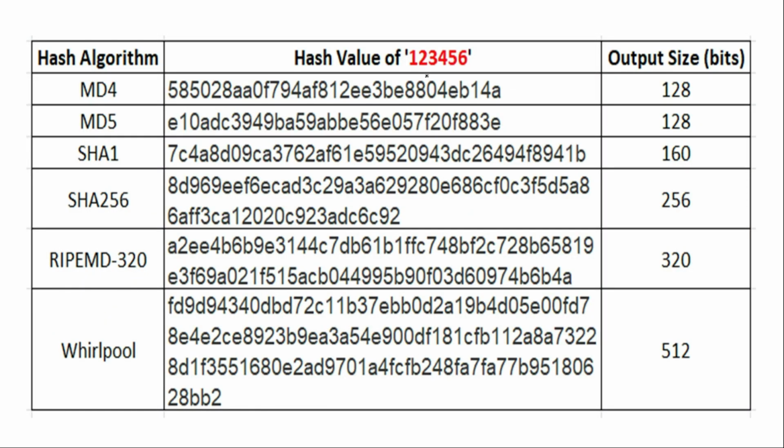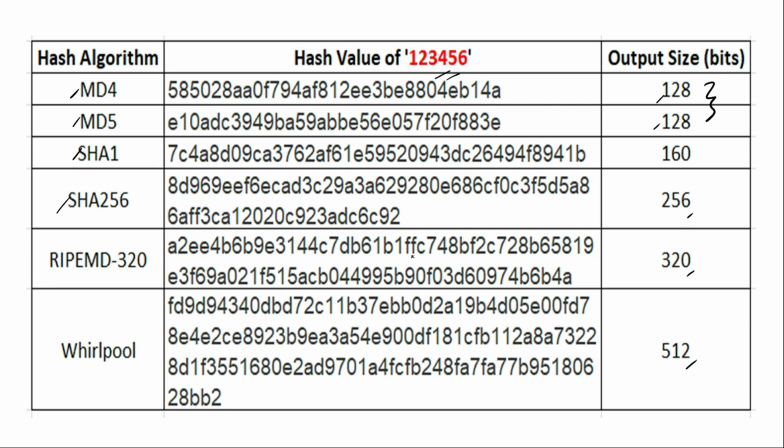So here in this table, I have calculated the hash value of this password, which is 123456, using different hashing algorithms like MD4, MD5, SHA-1, SHA-256. If you look at the first two algorithms, these are just 128 bits. So with high computation power, it would be easier to break this hash value. That is why we have some advanced hashing algorithms of 256, 320 or 512 bits.